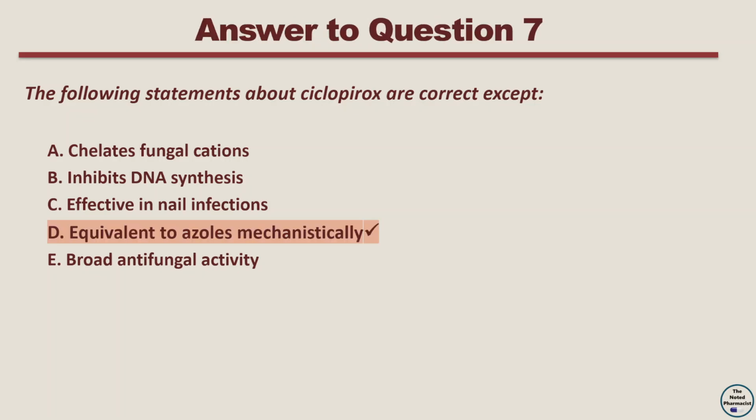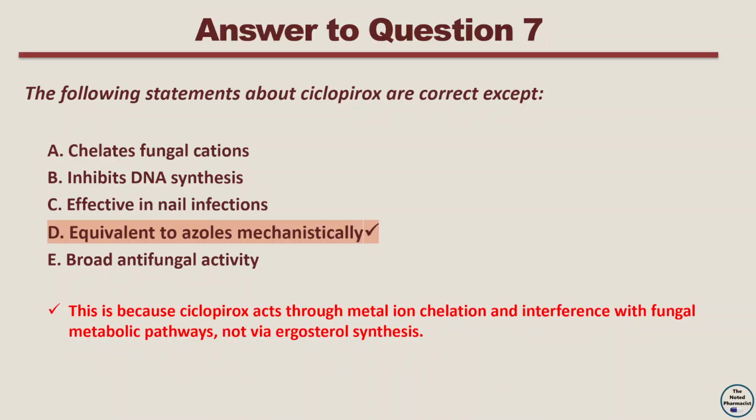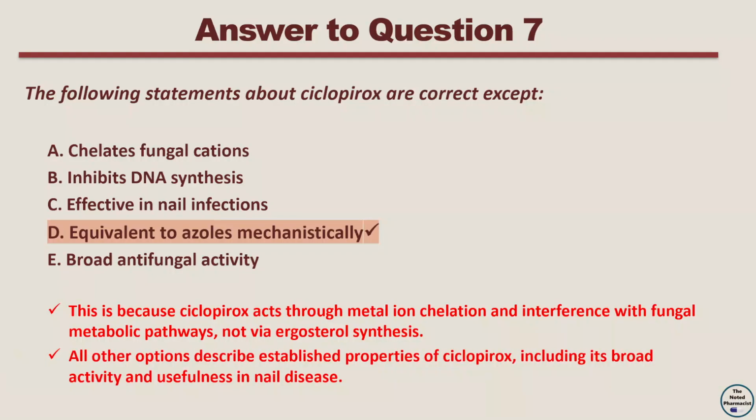The correct answer is option D, equivalent to azoles mechanistically. This is because ciclopirox acts through metal ion chelation and interference with fungal metabolic pathways, not via ergosterol synthesis. All other options describe established properties of ciclopirox, including its broad activity and usefulness in nail disease.